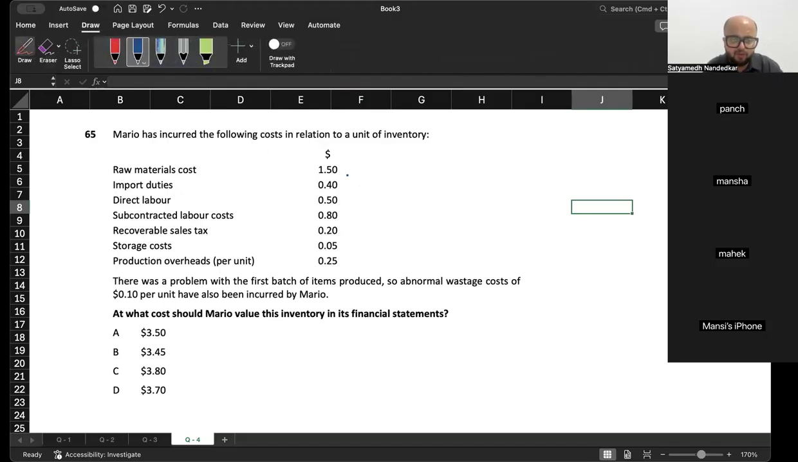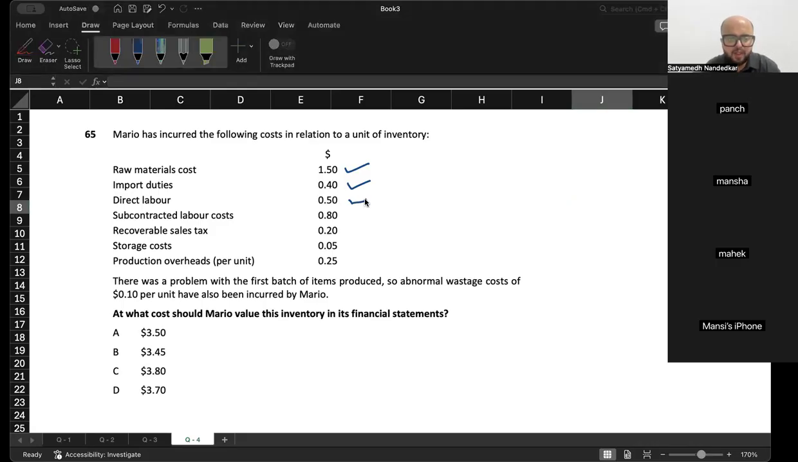Let's start one by one. Should 1.5 be included? Yes, that is the purchase cost. Import duties are non-refundable taxes. These should be included. So 1.5 plus 0.4, 1.9. Direct labor is 0.5. Yes, it should be included. It is a conversion cost. You are at 2.4. Then subcontracted labor cost should also be included, necessary for production, 3.2.